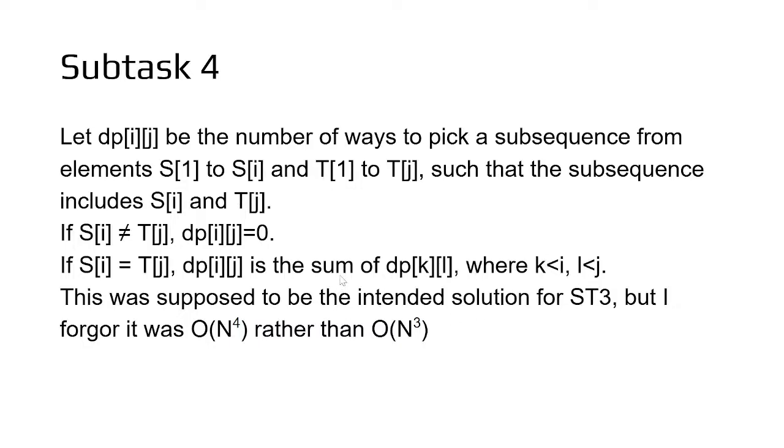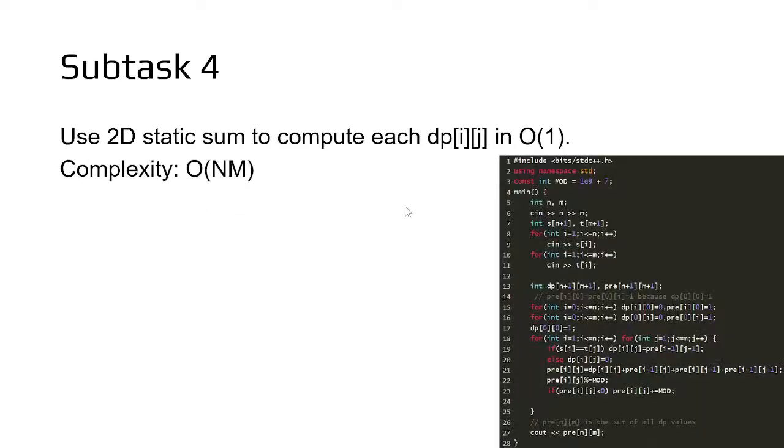However, this is too slow because it runs in O(n² m²). To speed it up, we can use a 2D prefix sum, so we can compute each dp[i][j] in O(1) time.